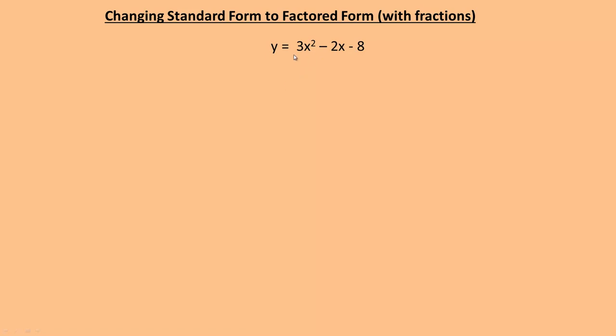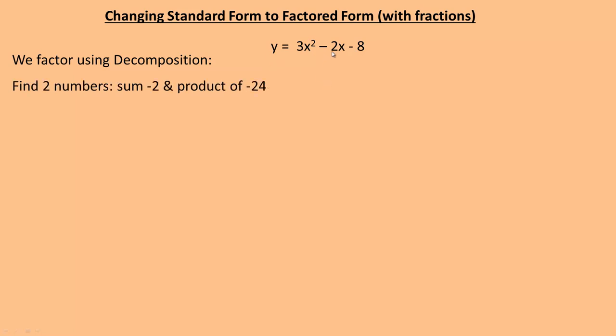We can factor this using any method you can use to factor a trinomial. I'm going to use the decomposition method. If you want to use something else, the rest after you factor will be the same. In order to factor this by decomposition, I would need to find two numbers that add to -2 and have a product of -24, because 3 times -8 is -24. And so those numbers would be -6 and +4.